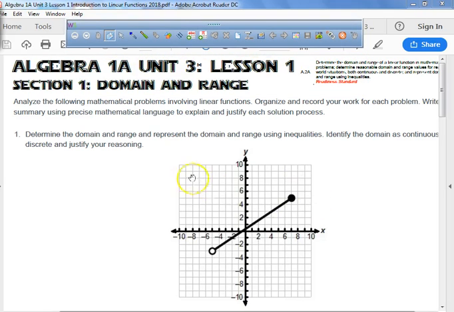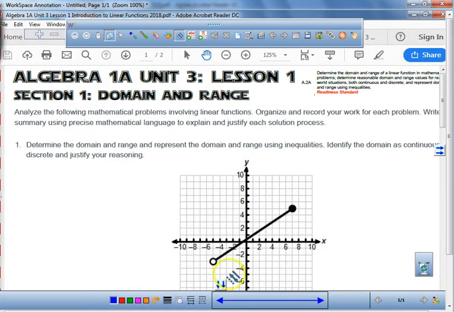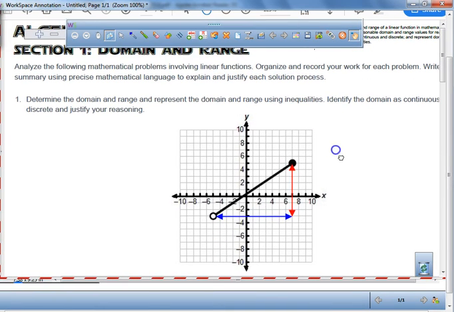All right, right now, this problem one is a review. So I want you guys right now, you should have two different colored twistables. We're going to be talking about the domain, how far it goes left and right, and the range, how far it goes up and down. So right now, in your journals, you already have this drawn out.